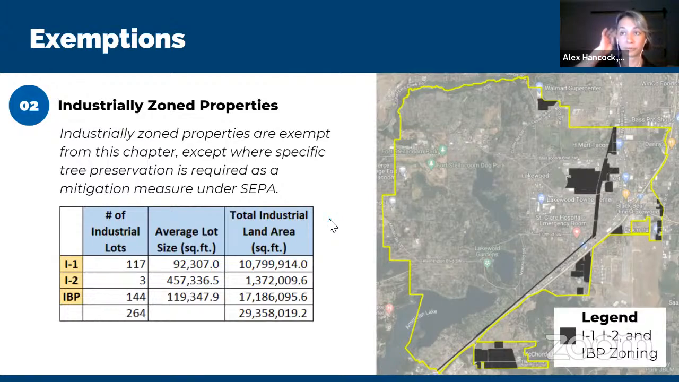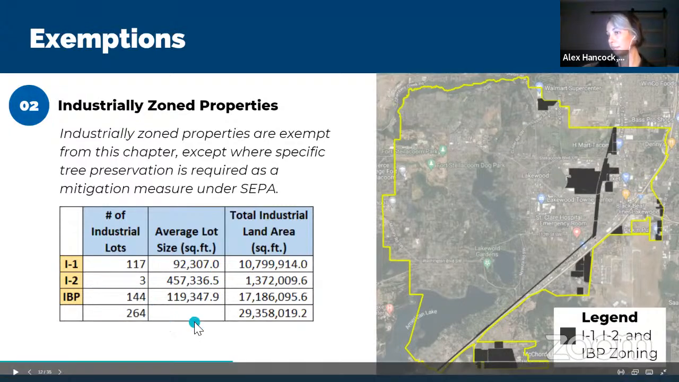So, and we will revisit this again, but to talk just about the exemptions generally. So that was the first exemption. And then the second exemption is industrial zoned properties. So these areas are highlighted on the map here.